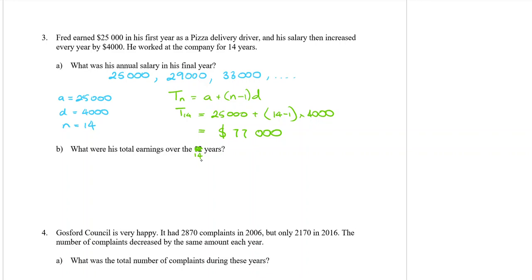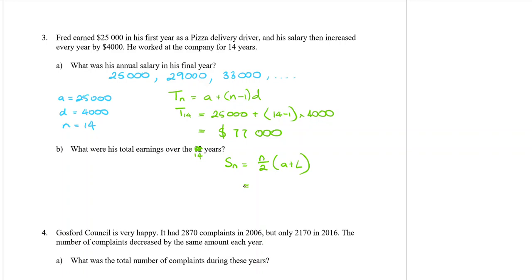What are his total earnings? So that means I want to sum up all of his pay over those 14 years. So because I have chosen to change that to 14, I could use the formula S of n equals n over 2 bracket A plus L, because the last term in that series would be the term 14, which I found here in part A.